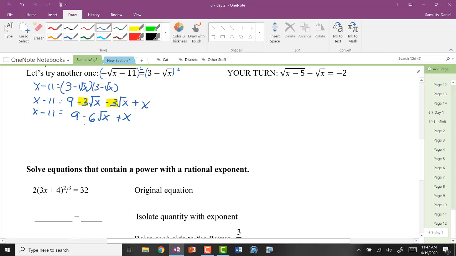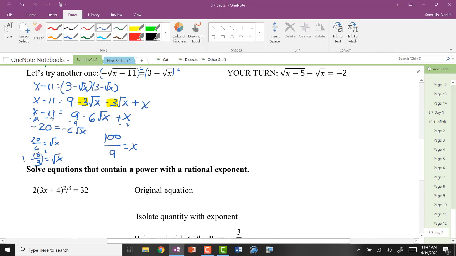Okay, so I'm going to subtract 9, subtract x. So actually, the x's will cancel again. I'm going to end up with a negative 20 over here because I subtract 9 from negative 11. That's negative 20. Subtract the x's. Those cancel. Equals negative 6 square root x. Divide by a negative 6, so I get a positive 20 over 6 equals the square root of x, or that's the same thing as 10 thirds equals the square root of x. Square both sides, that gives me 100 over 9 equals x.